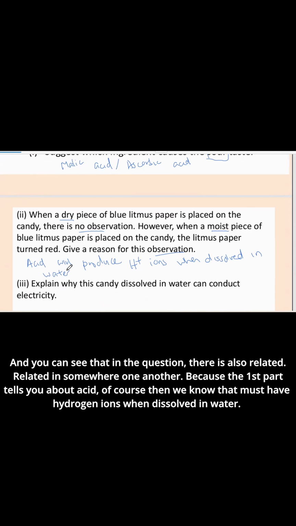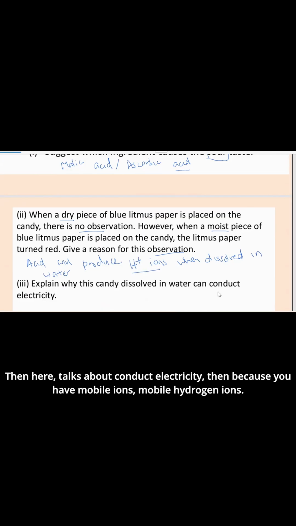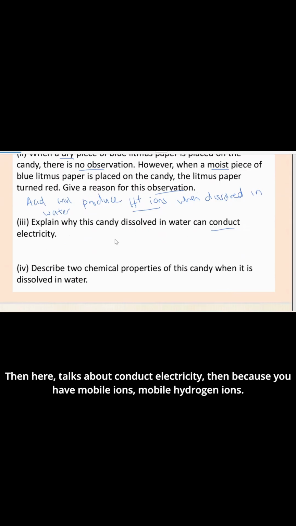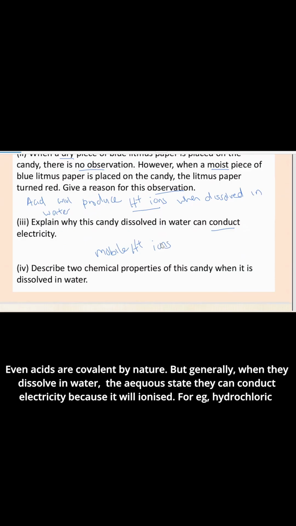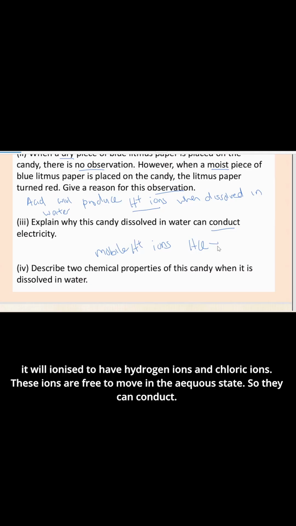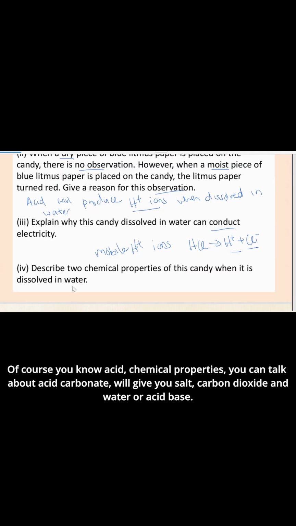And you can see that in the questions, they're also related in some way or another. Because the first part tells you about acid, then of course we know that it must have hydrogen ions when dissolved in water. Then here it talks about conducting electricity, because you have mobile hydrogen ions. Even though acids are covalent by nature, when they dissolve in water in the aqueous state, they can conduct electricity because they will ionize. For example, hydrochloric acid will ionize to have hydrogen ions and chloride ions, and these ions are free to move in the aqueous state, so they can conduct.